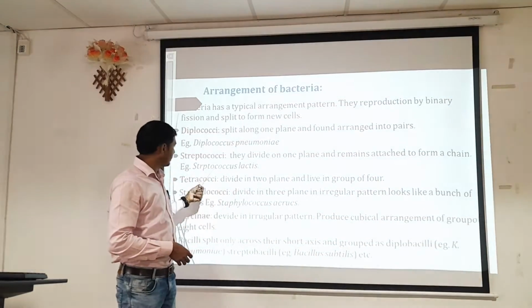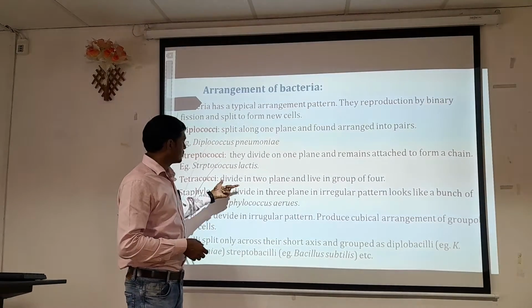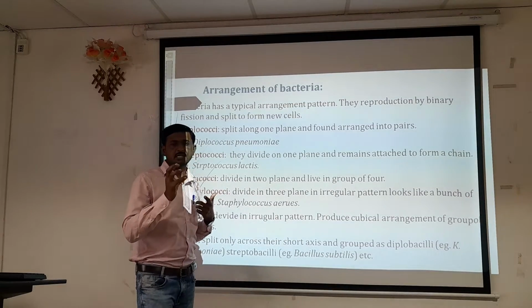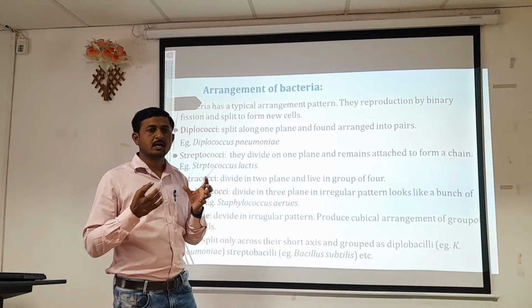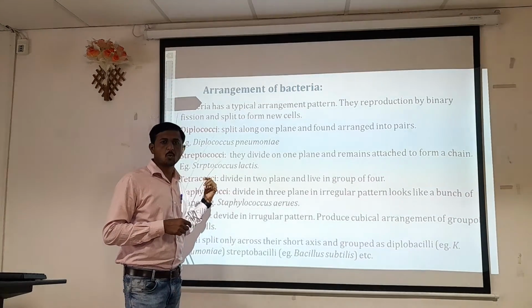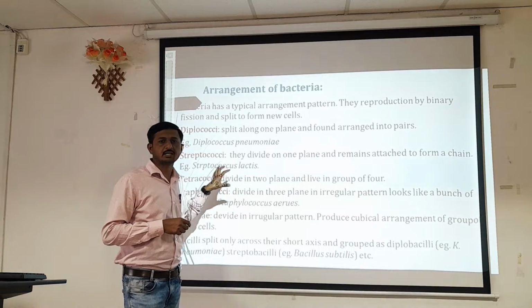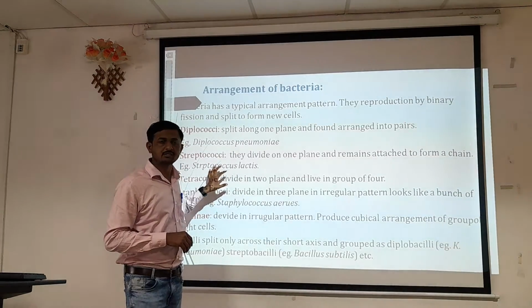Tetracocci. Here tetra means four and cocci means oval or spherical in shape. So if four spherical cells are found in a group, that structure is called tetracocci. So it is again another type of arrangement of bacterial cells.